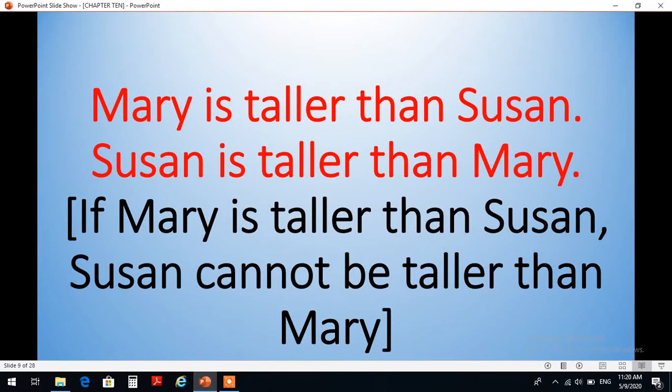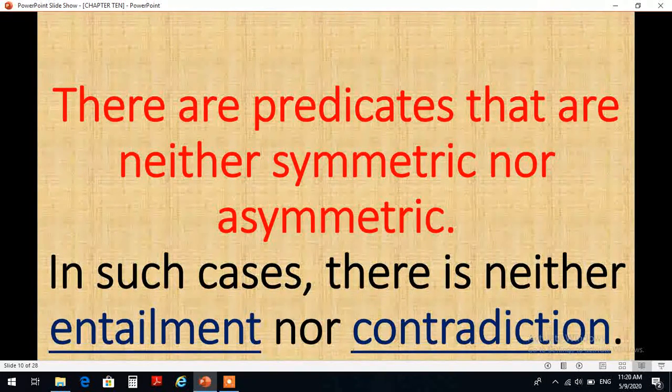Or when we say Mary is taller than Susan, Susan is taller than Mary. Again, if Mary is taller than Susan, we cannot say that Susan is taller than Mary because there will be some kind of contradiction. So, when there is contradiction, the predicates will be asymmetric, okay?